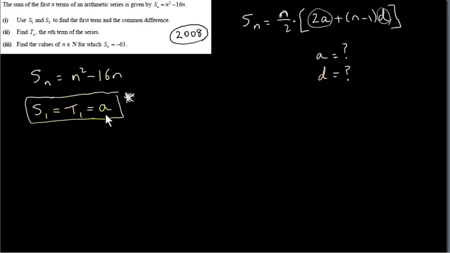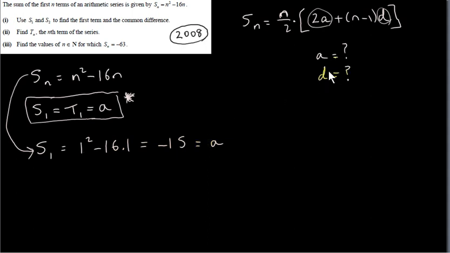Now if we want to reverse this to find out what a and d are, we need to note a very important fact about an arithmetic series, or any series for that matter, and that is that S1 is the same as the first term T1. But T1 is also known as a. Now S1 is the sum of the first term. You can't even say it. It doesn't make sense because you're not actually summing anything. But it has to give you the first term. So if we just plug 1 in for n in this expression, we get 1 squared minus 16 times 1. This is 1 minus 16, or minus 15. So this is the first term, or a.